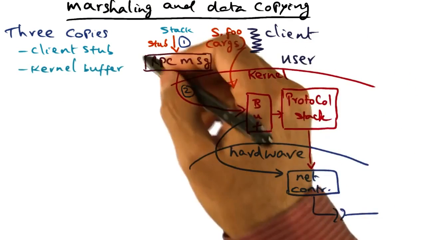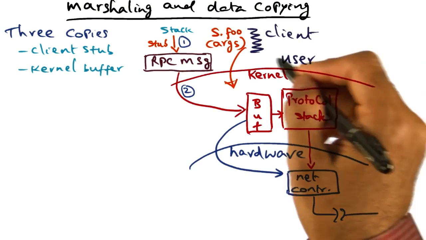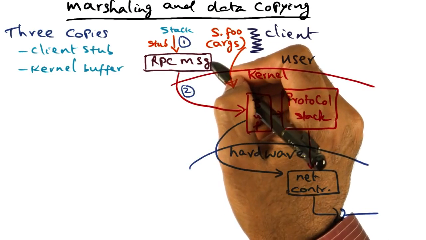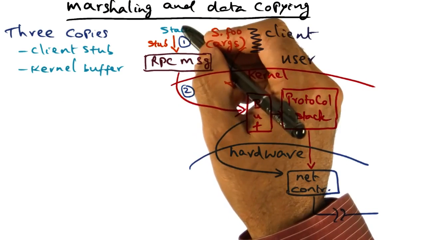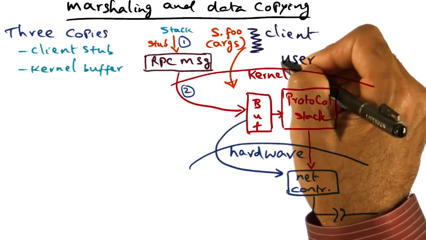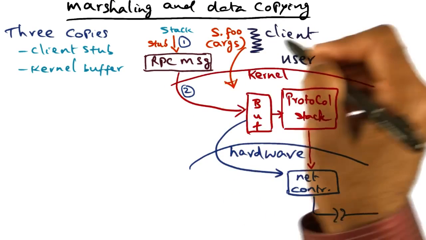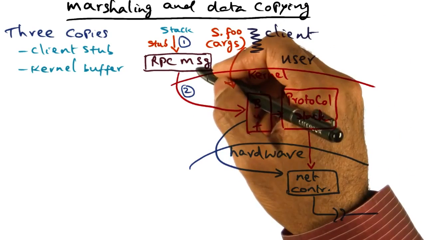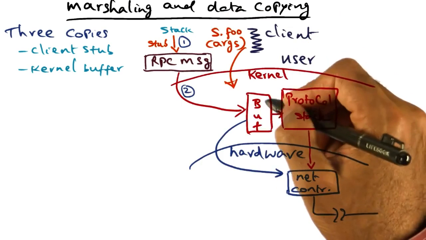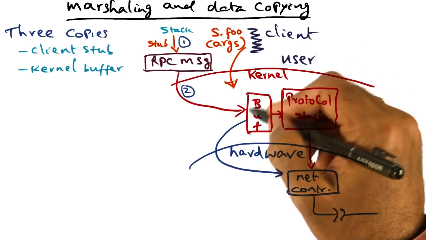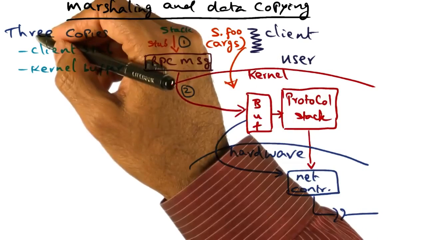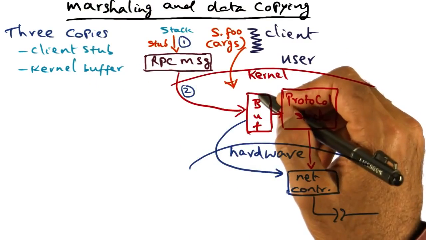Now remember that the client is a user program, so it is living in the user space outside the kernel, and so this RPC message, which has been created by the stub, is part of the client's address space, which is living outside the kernel. So this RPC message is in user space, and the kernel has to make a copy of the RPC message from the user space into its own buffer, the kernel buffer. And that's the second source of overhead, the second source of copy in doing the marshalling of the arguments.